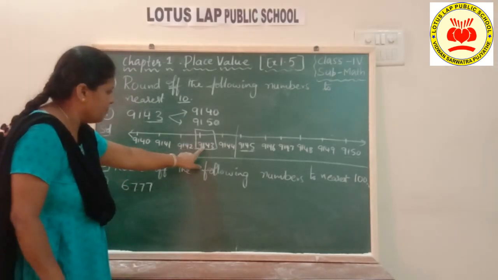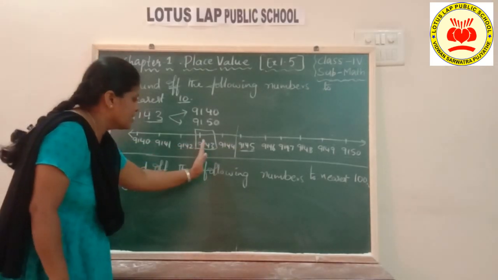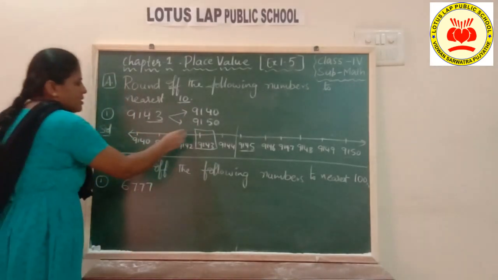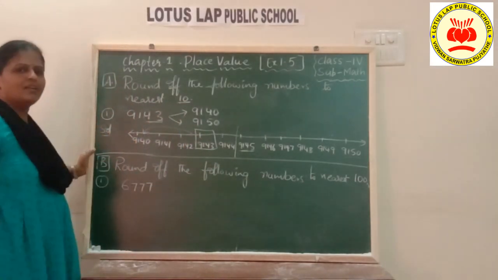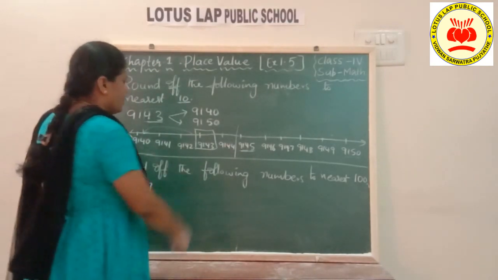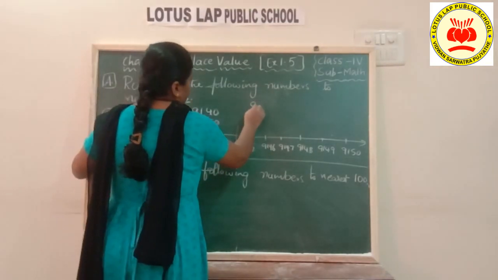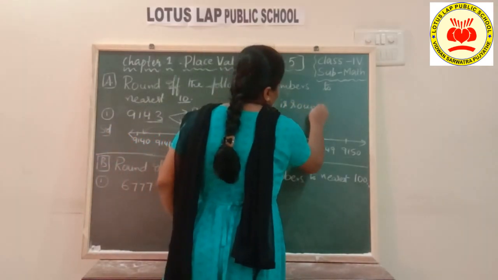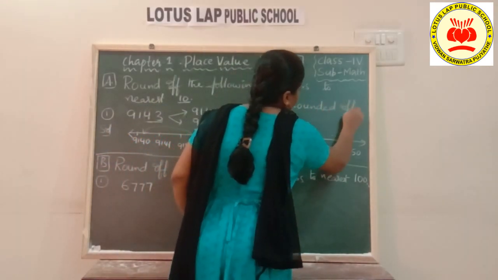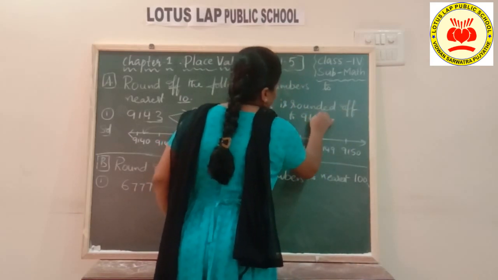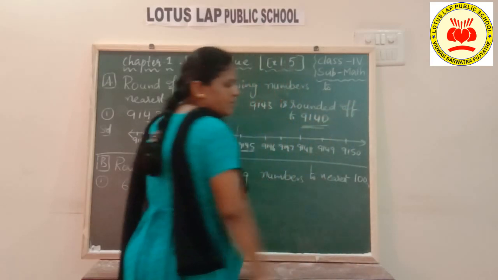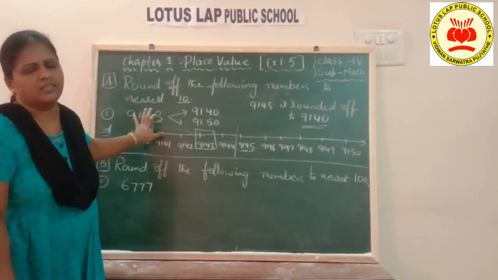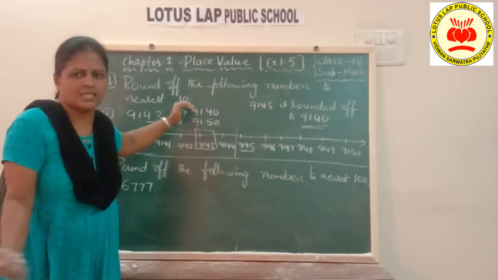So our number, as you can see, is less than the middle number, so it is rounded off to this side. So it is rounded off to 9140. So you can write, therefore, 9143 is rounded off to 9140. This is how you have to do the rounding off to tens, children. So you can do the remaining sums in the bit, children.